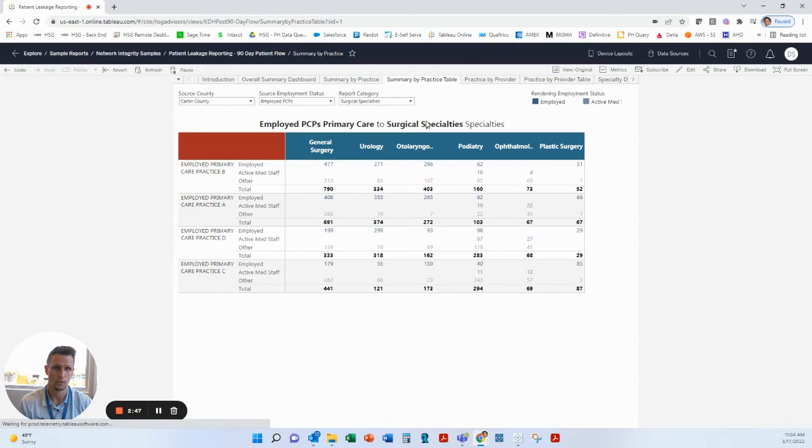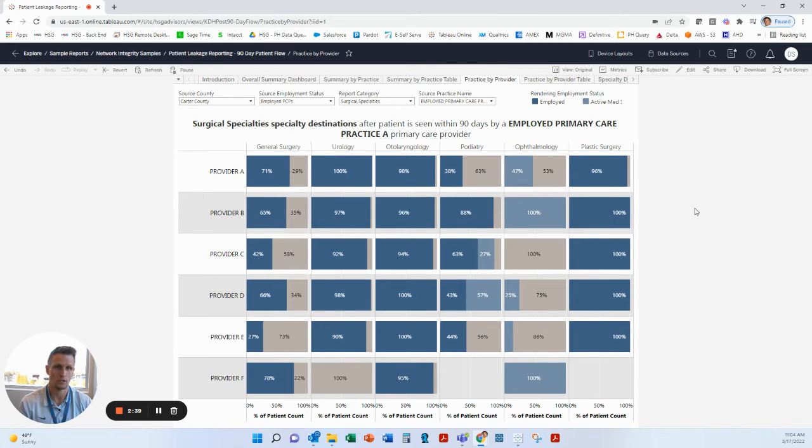We then have the ability to see the specific volumes, once again, that are feeding all of those separate figures. And then the second to last piece we have the ability to get into is the individual providers within that practice. So we could see, if we looked at employed primary care practice A within Carter County specifically, what are the actual numbers for these 6 providers within the practice itself. If we look at provider A, we see that podiatry and ophthalmology have significantly higher leakage specifically, while very high keepage for urology, ENT, and plastic surgery.